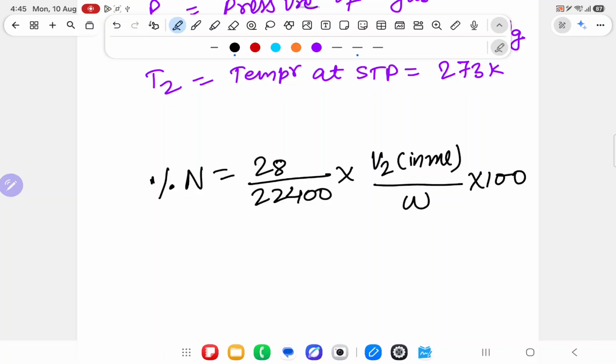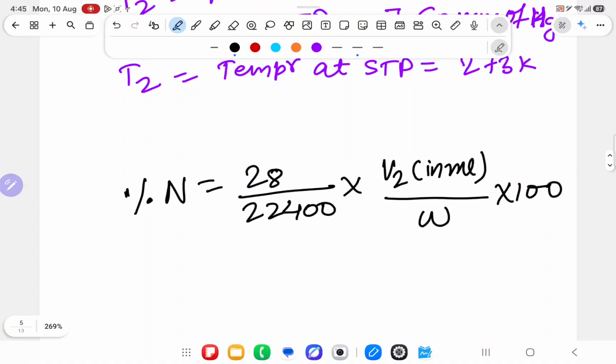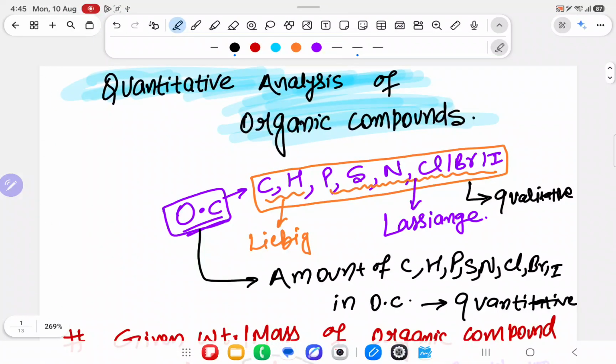W is the weight of organic compound. Okay, understood. Everyone, don't get confused and nervous. Again, what I have said, just see it properly. 2.5x you will do, 1.5x and see.